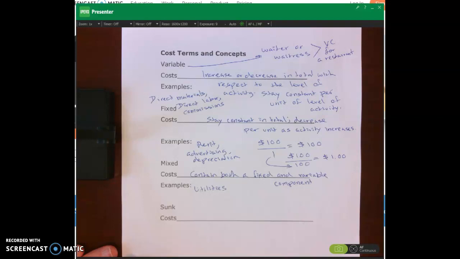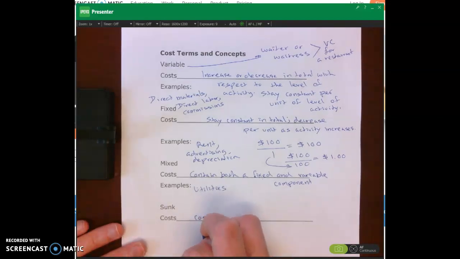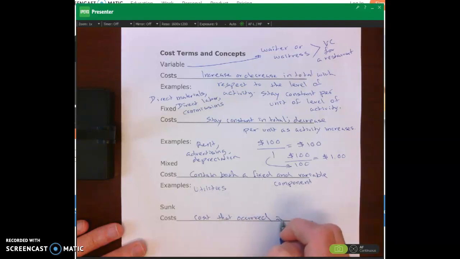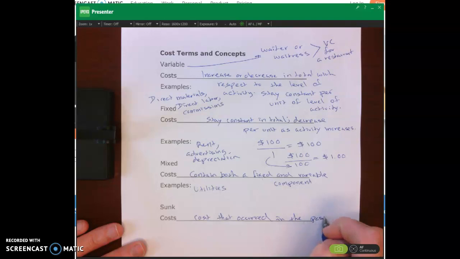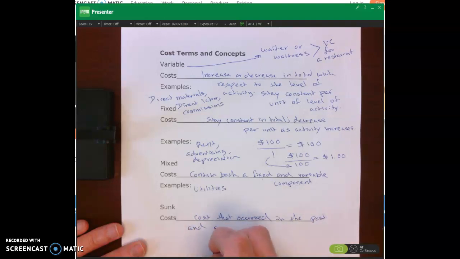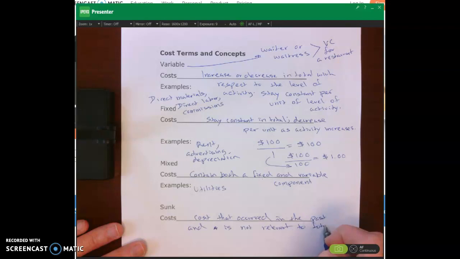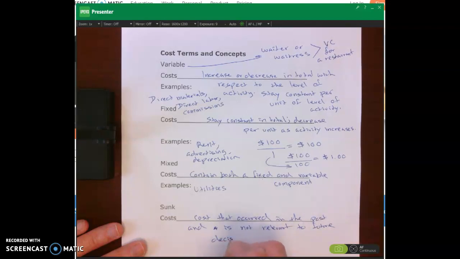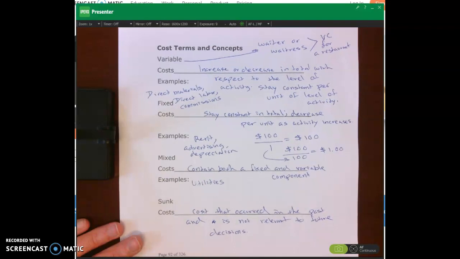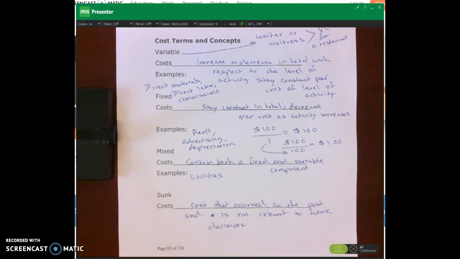Okay? It's a cost that occurred in the past and is not relevant to future decisions. Costs that occurred in the past and is not relevant to future decisions. That's a sunk cost. So think about the price of that ticket that you paid for to go into the movie. You can't get it back.